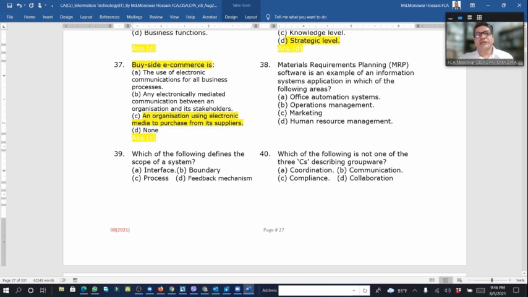G2G is government to government. Material requirement planning, MRP, software is an example of an information system application in which of the following areas? Here are four areas mentioned. So the answer is operations management. MRP software is an example of an information system application in operations management.